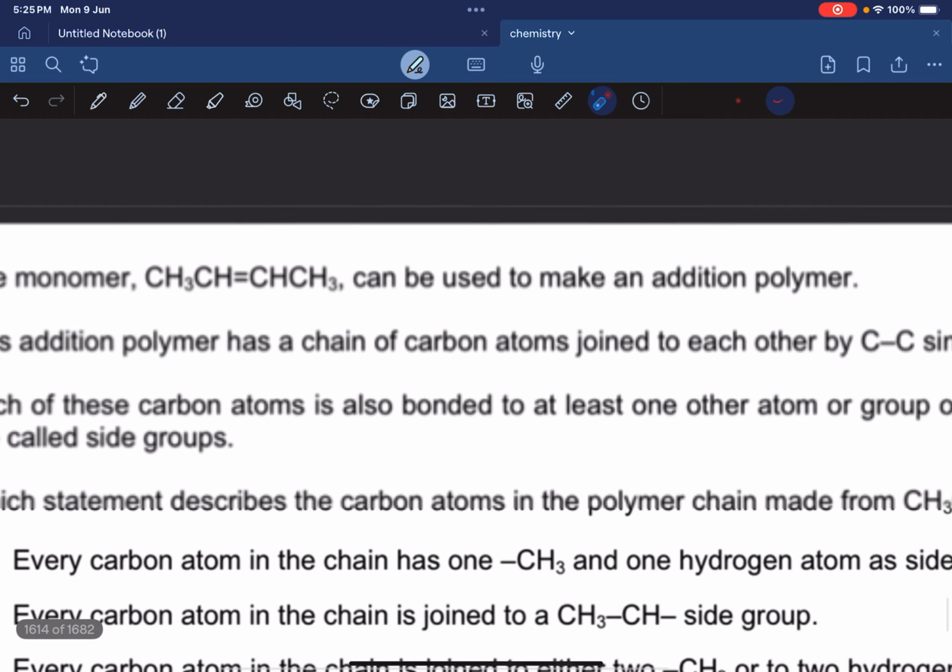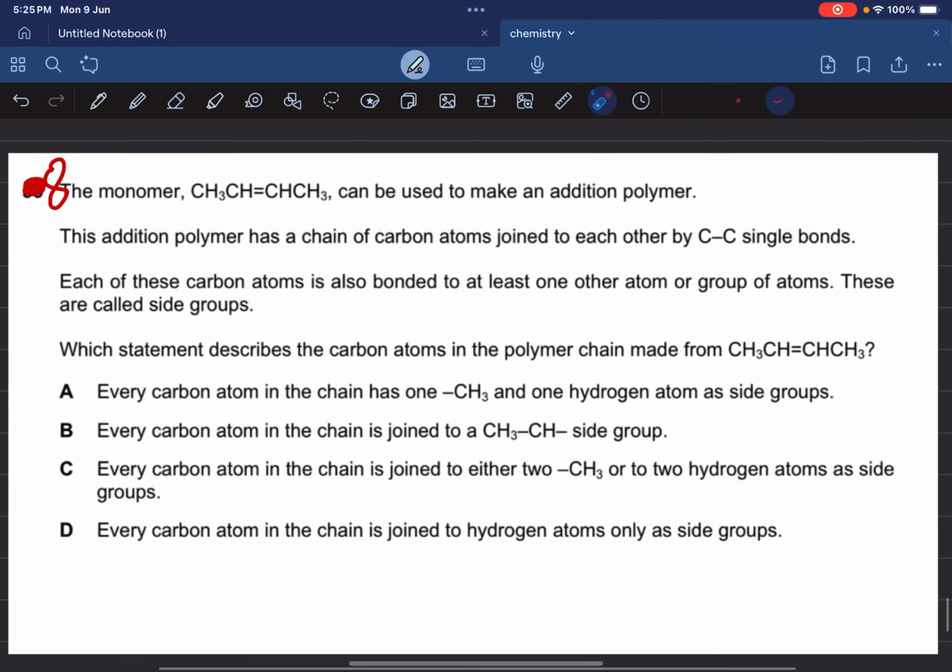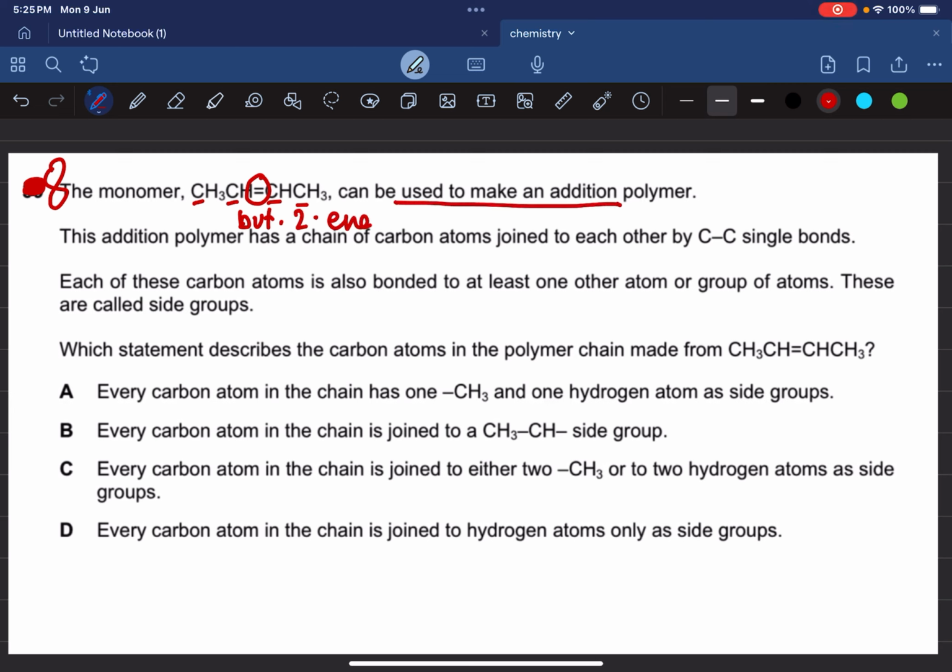Okay, next MCQ. The monomer CH3CH=CHCH3, what kind of molecule is this? This is 1, 2, 3, 4, and because the double bond is on the second carbon, this is butene. It can be used to make an addition polymer. The addition polymer has a chain of carbon atoms joined to each other by carbon-carbon bonds.